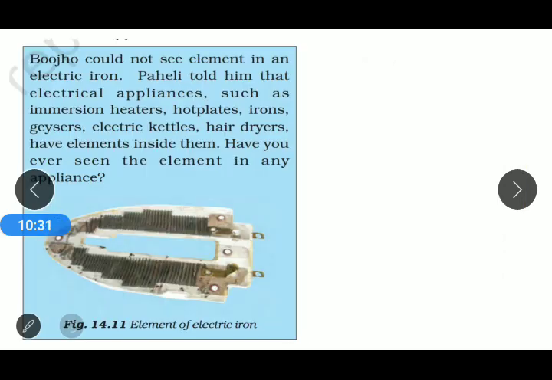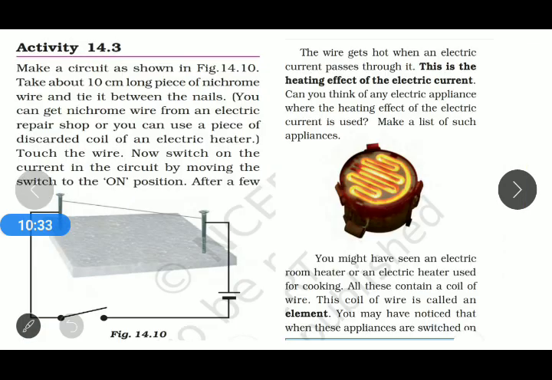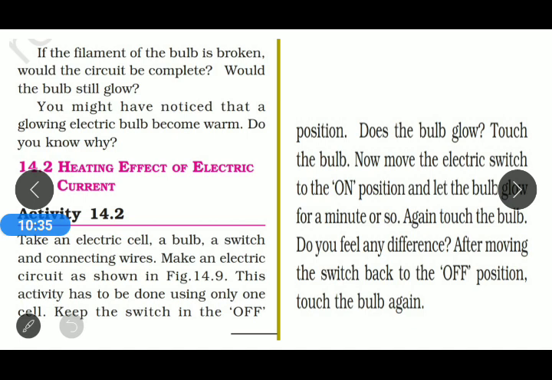So the bulb filament plays a very important role. What is the important role it plays? When a large electric current is passed through the filament, the filament gets heated, and that heat is converted into light energy. Now we will go through the first effect of electric current.